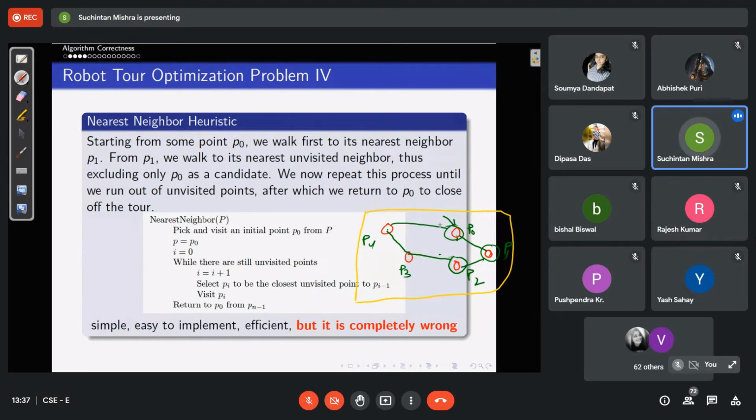Once we connect P4 to P0, this is what the nearest neighbor algorithm will return. Why nearest neighbor? Select a point, find its nearest neighbor. Select another nearest neighbor. Go on building the cycle by finding the nearest point. Once you reach the last endpoint, connect both the endpoints to complete the cycle.